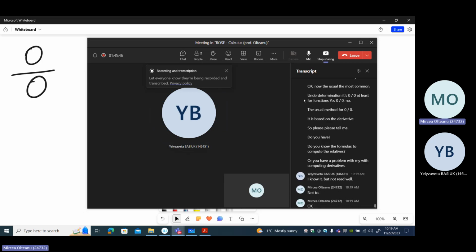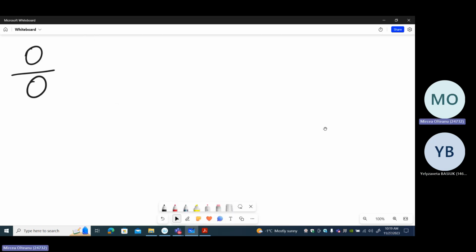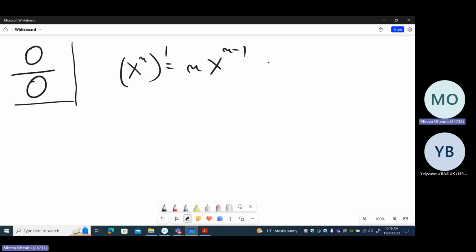Okay. Now, computing derivatives. Okay, I see. So before continuing with the case 0 over 0, let's discuss a little bit about computing derivatives. Computing derivatives is based on two facts. First, you must know the derivatives of the usual functions, such as the derivative of a power is n times x at n minus 1. Attention here, this is valid not just for natural n, but also for other values.